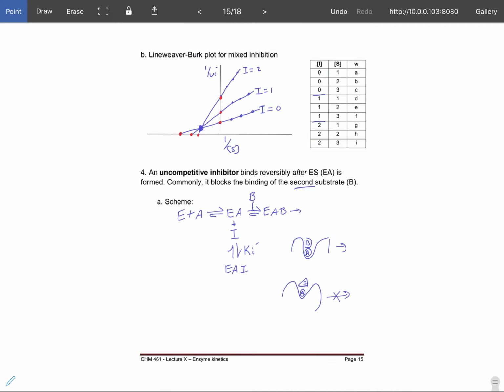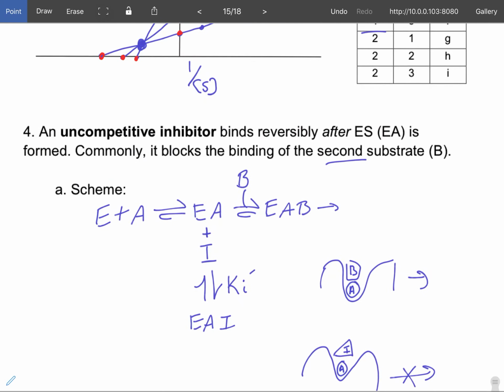So how do we interpret that? Think of Le Chatelier's principle. If I have added inhibitor, I'm actually pulling this equilibrium this way, right? I'm pulling and forming more enzyme A complex. Well, that's kind of similar to saying that you've increased the affinity without actually doing it, increasing the ability of E and A to bind.